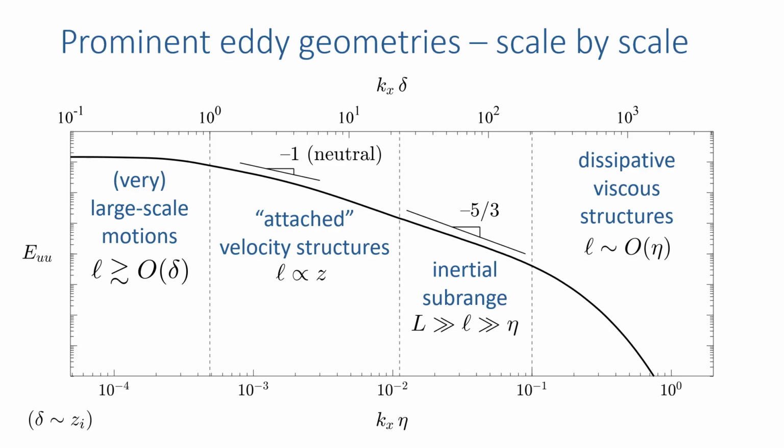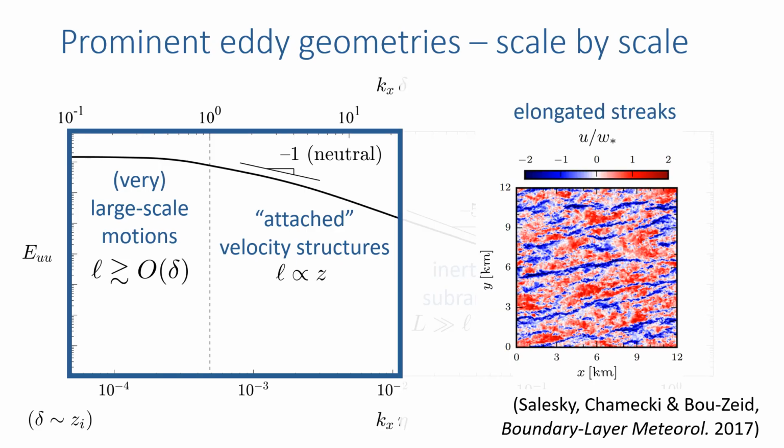Next, we have the production region with a -1 power law exponent corresponding to attached structures whose size is a function of the distance from the surface z. Then at intermediate scales, we have the inertial subrange exhibiting a universal -5/3 power law exponent. And finally, we have the dissipative structures governed by viscosity, whose size is on the order of the Kolmogorov microscale eta. The coherent regions shown earlier, such as the momentum streaks, have scaling behavior associated with the large-scale motions and the production region of the energy spectrum.